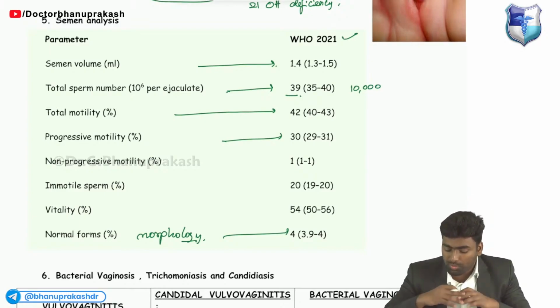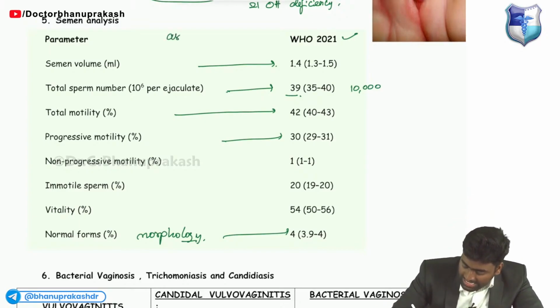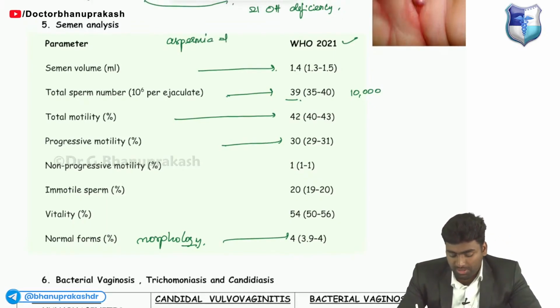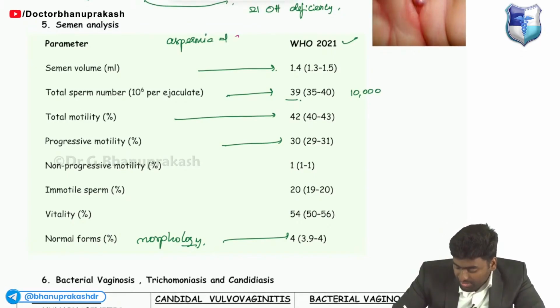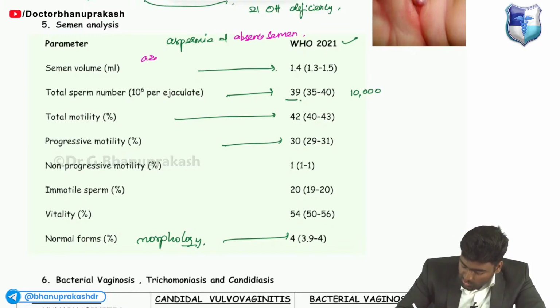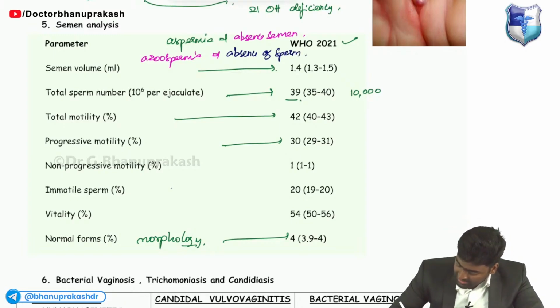Then you should know a few terms. One is known as aspermia. Remember, it doesn't mean absence of sperms. Aspermia means absence of semen. Azoospermia is absence of sperm. Remember, it is the absence of sperm. Asthenospermia means the motility is impaired.